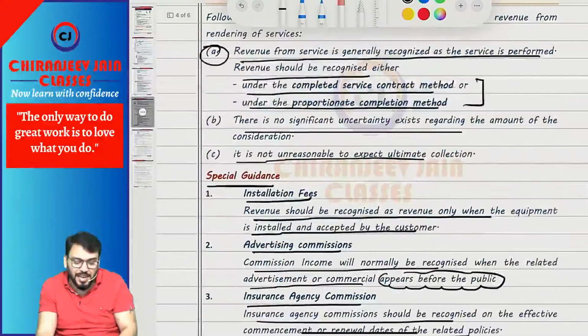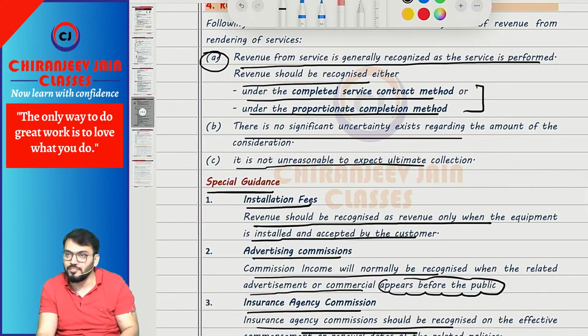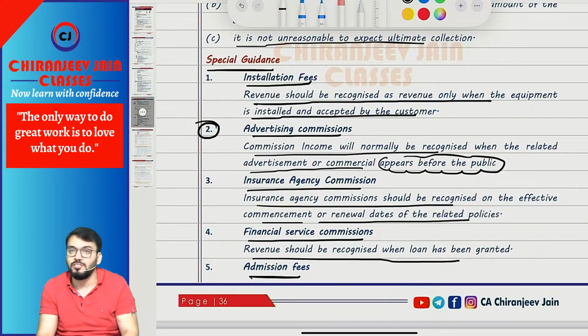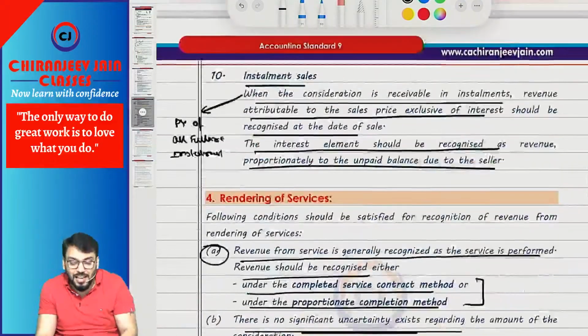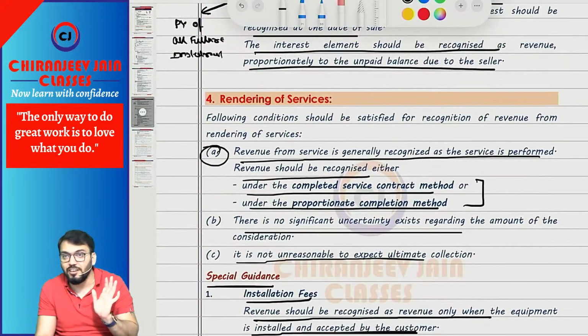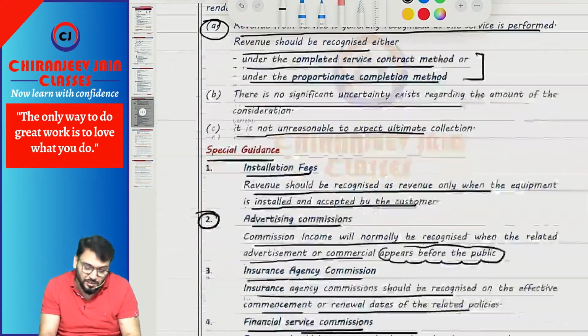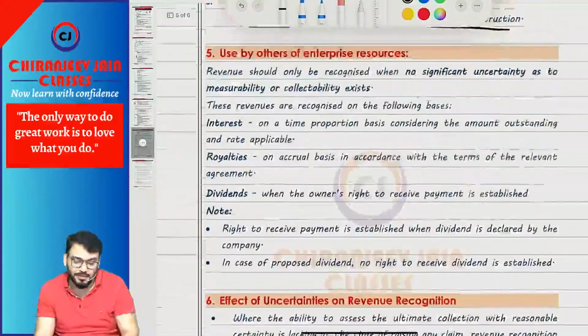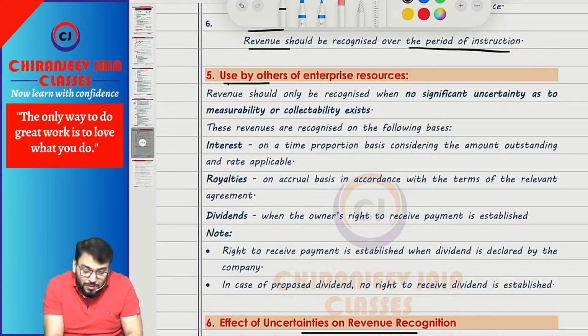Understood? So these are some guidelines. These guidelines you need to follow from examination point of view. Normally I have seen in exam they have asked only point number 2 till now. Normally they ask from sale of goods, but it does not mean they cannot ask from rendering of services. So rendering of services till now I think the advertisement commission point they have asked.